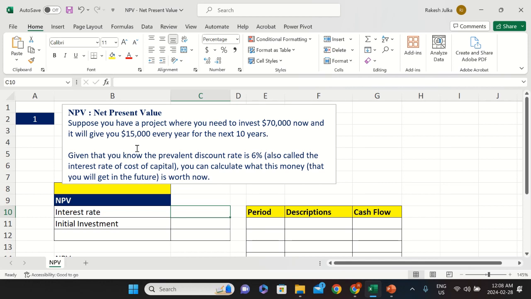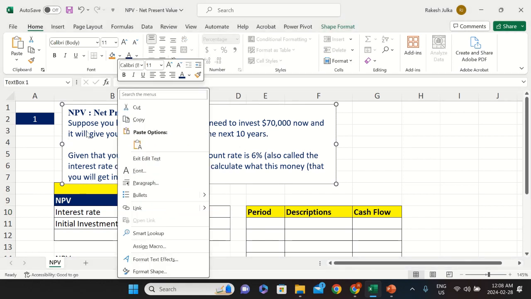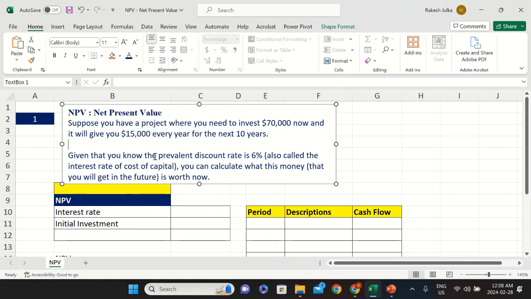So it means that you want to calculate the net present value of all the future cash inflow that you will be having for the next couple of years. Given that the prevalent discount rate is 6%. I'm just writing here 6% is the rate of interest, or you can say the cost of capital. So cost of capital means this is the $70,000 that we are going to invest today, and definitely there is a cost that we are paying for that.